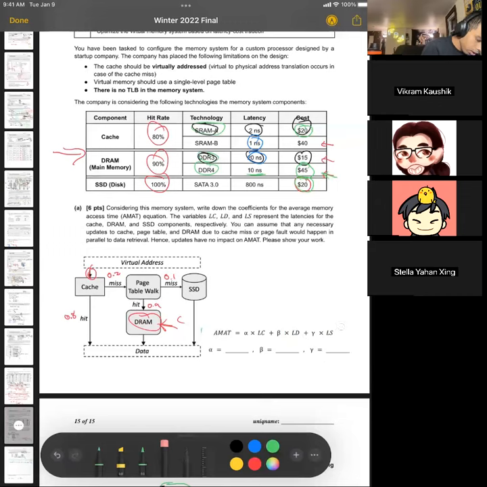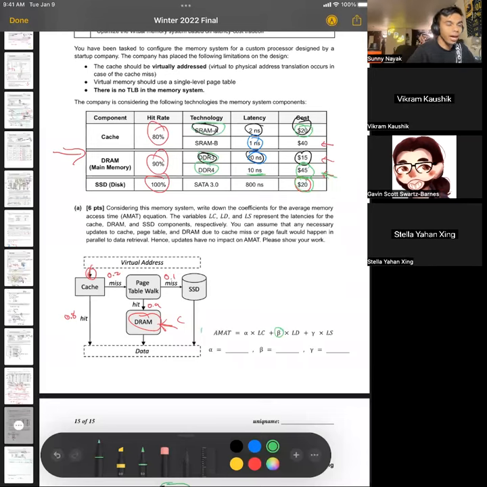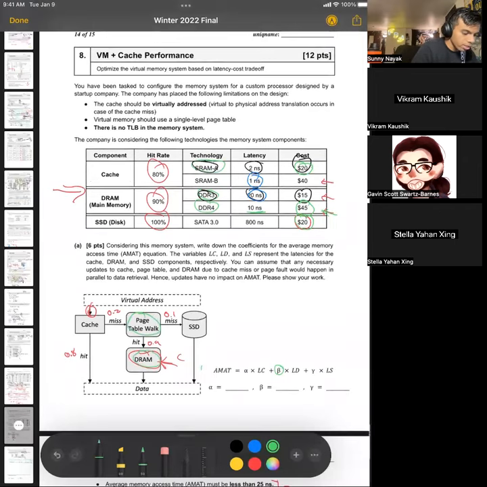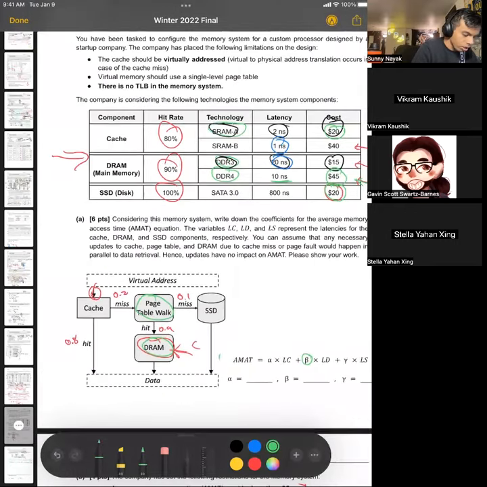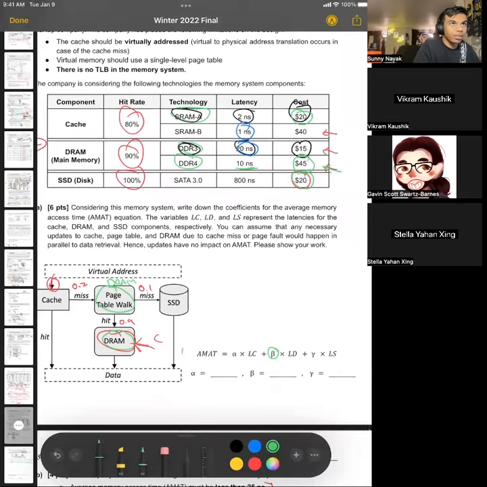Sure. So when I'm calculating beta, I want to determine the proportion of times that I am accessing DRAM. There are only two cases in which I access DRAM in this example: when I'm doing a page table walk and when I'm accessing DRAM for the data. It already told me it's a single level page table, right? So I'm only going to do one DRAM access when I do the page table access, and one when I do the DRAM access, obviously. So we need to consider both of these situations.